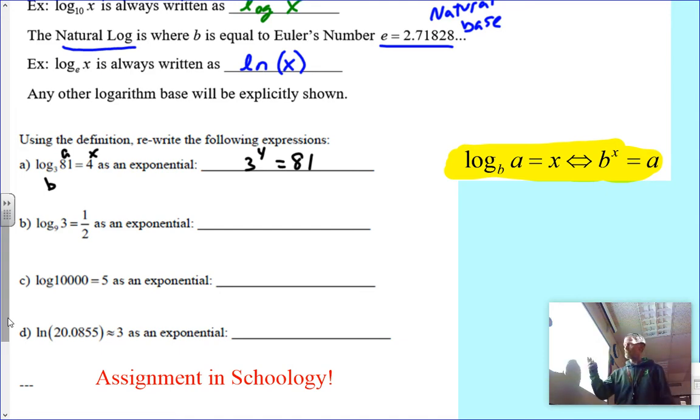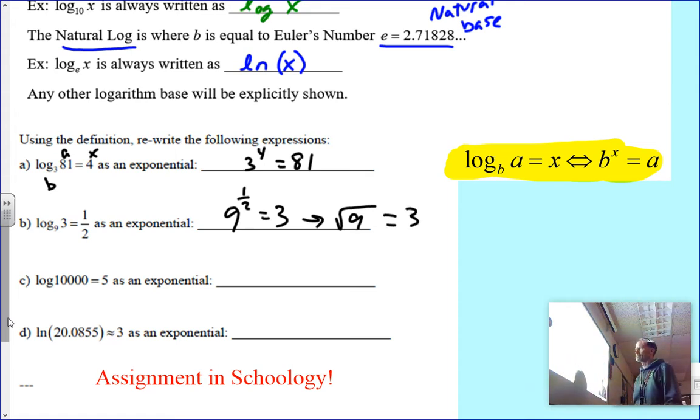Okay. Part B, again, base, argument, exponent. So this would be 9 to the 1/2 equals 3. Now, I would totally count this right, but if you want to be fancy about it, if you remember, a 1/2 power means square root. So really what this is saying is square root of 9 equals 3. Anytime you see a 1/2 power, that means a square root.